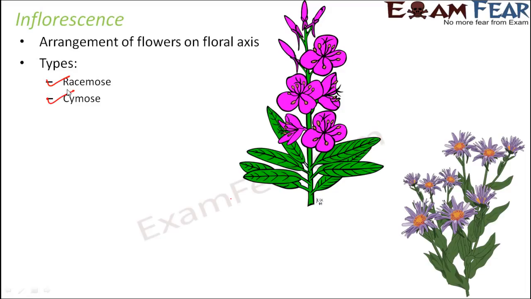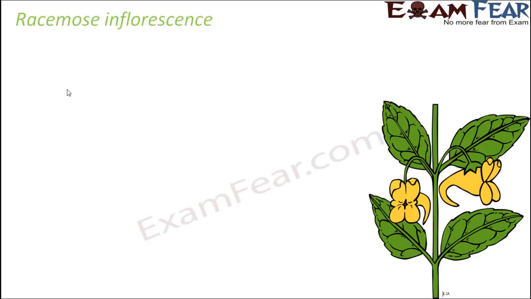Let us discuss each of these types of inflorescence. First we will talk about racemose inflorescence. What happens in racemose inflorescence? Here flowers are arranged acropetally. What do we mean by acropetal? It means the lower flowers are older than the upper flowers. The flowers which already exist are at the bottom, and the new flowers which are formed later are formed at the top.